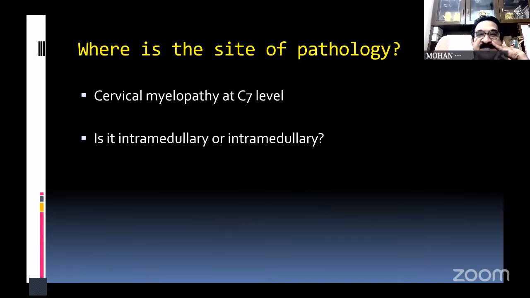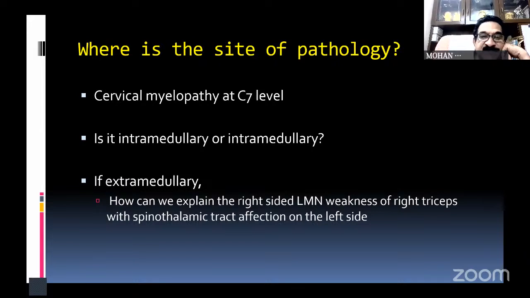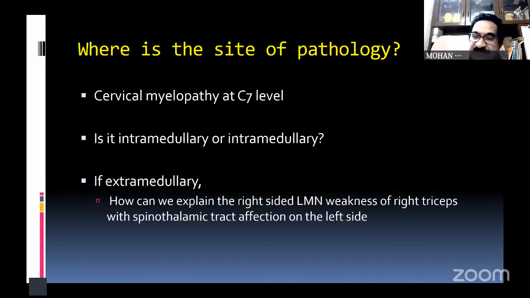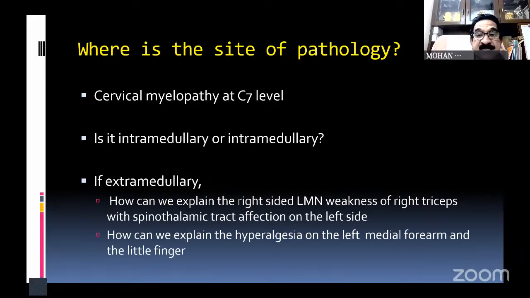And the question is intramedullary or extramedullary. If it is extramedullary, how can we explain the right-sided weakness in the triceps with spinothalamic tract involvement on the left side? The pain loss is on the right side of the body. That means you expect a left-sided spinothalamic tract involvement. That is very difficult to explain with right-sided extramedullary compression. Then how can we explain the hyperalgesia on the left medial forearm and the little finger with right-sided compression? That is again another problem. In fact, he came with that complaint only, with left hand problem. This pain loss in the trunk he indicated incidentally.